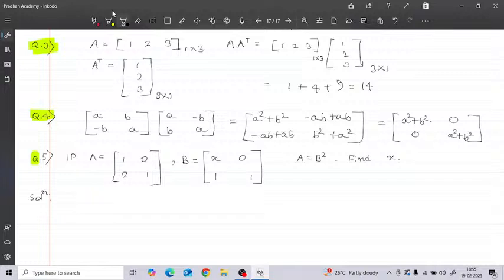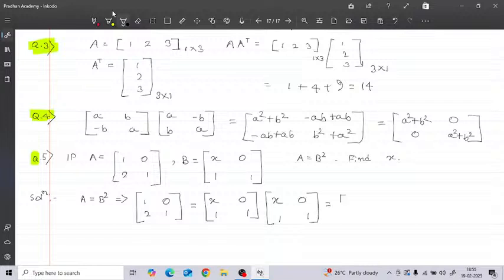So what is the solution? Okay. So here A is equal to B squared. So let's write 1 0 2 1. That is B squared. So we have to compute B squared here. Let's multiply it: x squared, 0, 0, then x plus 1, 0 plus 1.